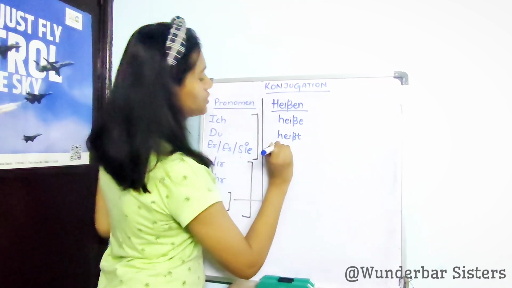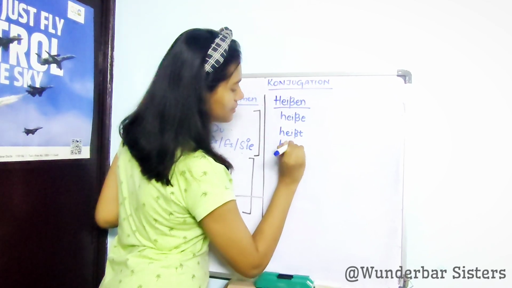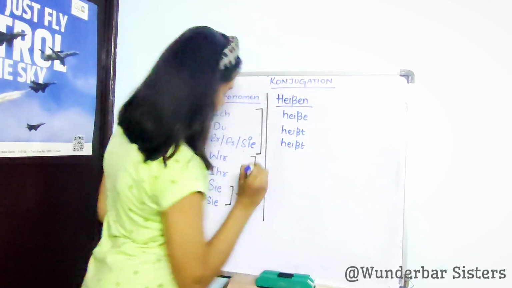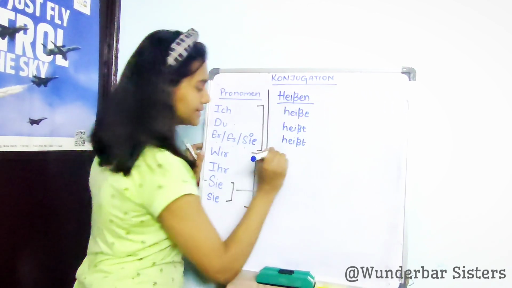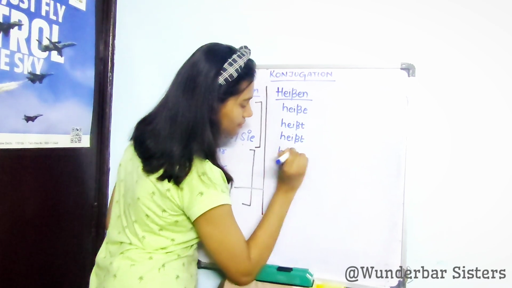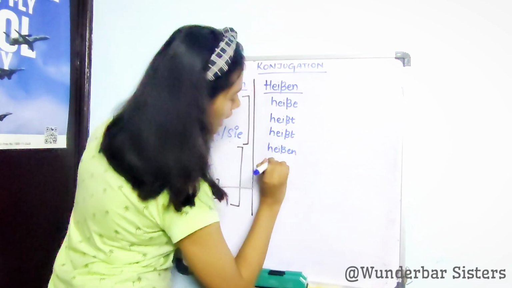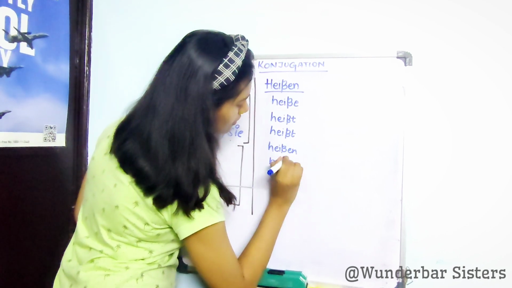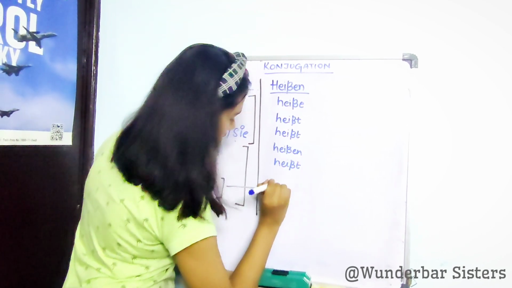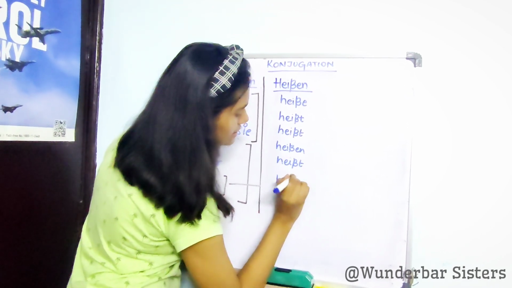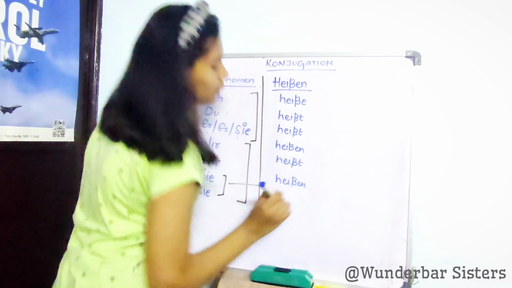Now the same is used over here with er, sie, es. It becomes heißt only. With wir, the verb remains the same, which is heißen. With ihr also, it will become heißt. And with sie and Sie, it will become heißen, like we are using with wir.